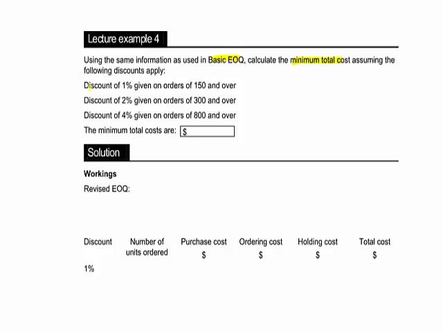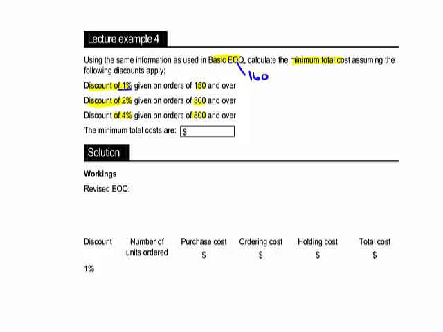So what we're doing is we're getting a discount then of 1% if we order more than 150, a discount of 2% if we order 300 or more, and a discount of 4% if we order 800 or more. So what's going to happen then is the purchase price is going to fall as these discounts come into play. Now the EOQ that we calculated previously was 160. So if we're going to be ordering 160 units at a time, we're going to get this 1% discount.